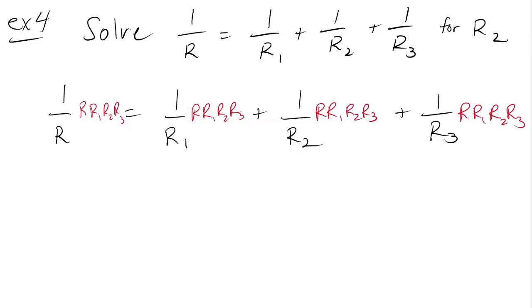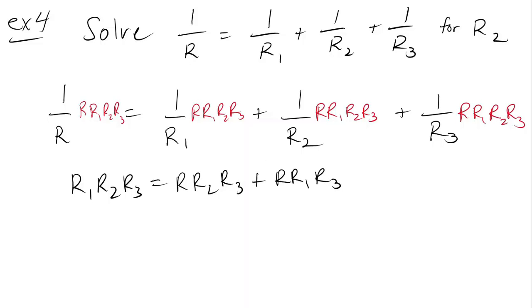In the first term, the r's will cancel and leave behind r sub 1, r sub 2, r sub 3. On the right side, the r sub 1's cancel in the first term, leaving r sub 2, r sub 3. The r sub 2's cancel in the next term, leaving r sub 1, r sub 3. And the r sub 3's cancel in the last term, leaving r sub 1, r sub 2. This is a linear equation in terms of the variable that we're solving for. If we're solving for r sub 2, all of the r sub 2's are raised to the same power.